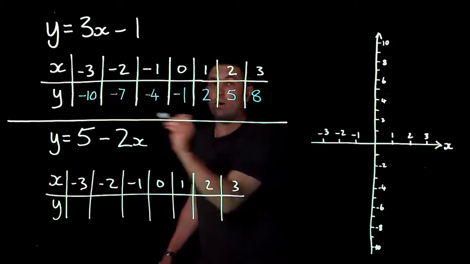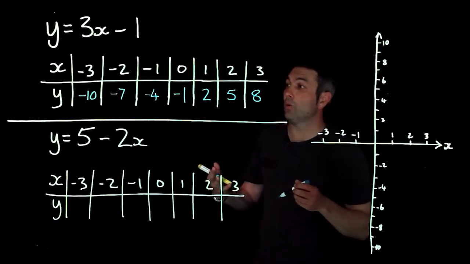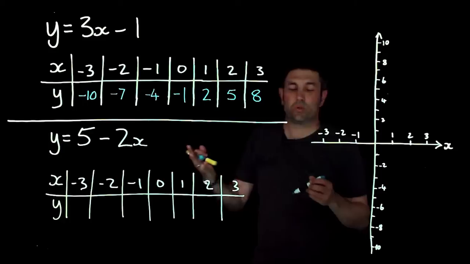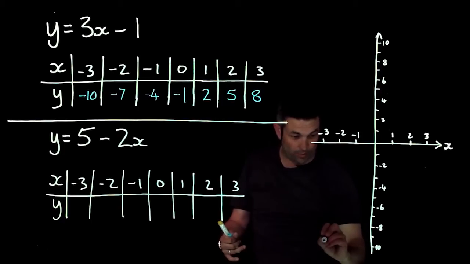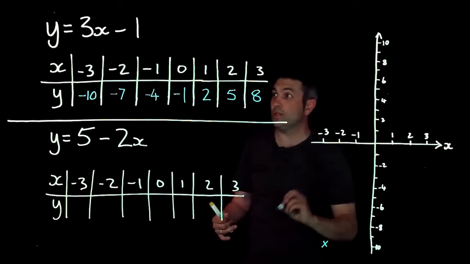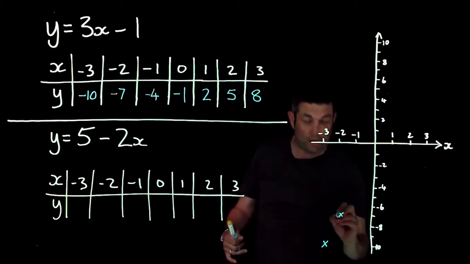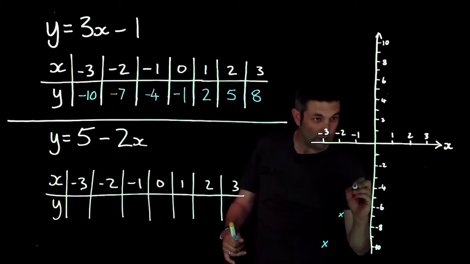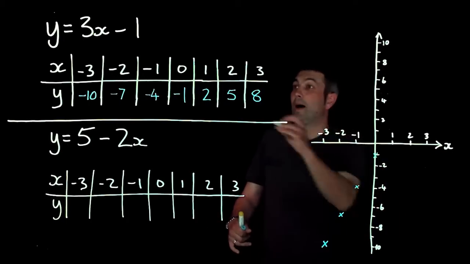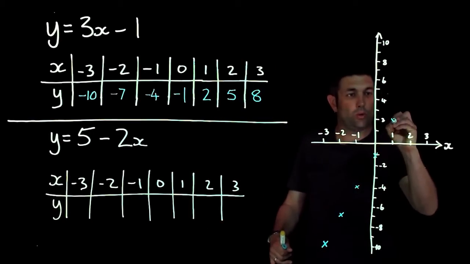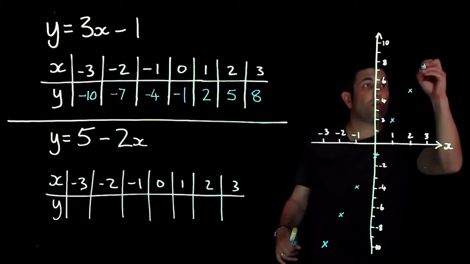Fantastic. Now what I've got is a set of coordinates, which I'm going to plot. You should have watched the video on coordinates. We'll see what sort of graph we get. So negative 3, negative 10, I'm going to put a point here. Again, mark your points with crosses. Negative 2, negative 7 is there. Negative 1, negative 4 is there. 0, negative 1 is there. And 1, 2 is there, 2, 5 is there, and 3, 8 is there.